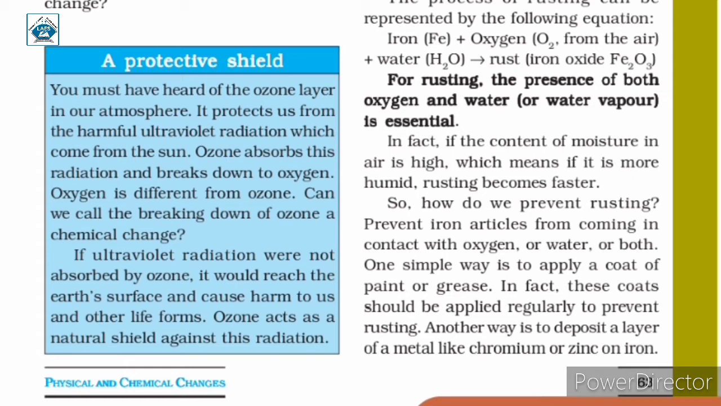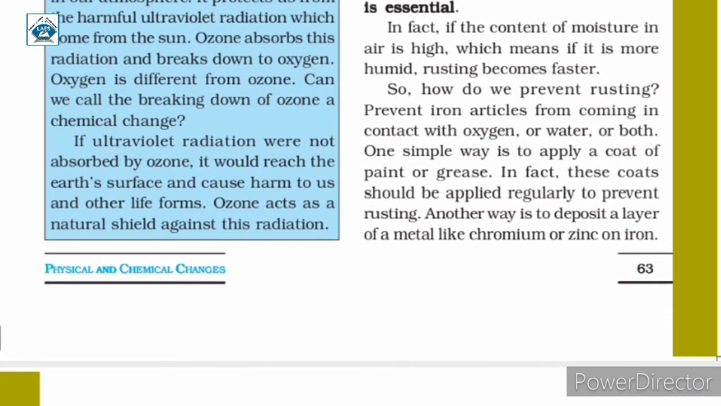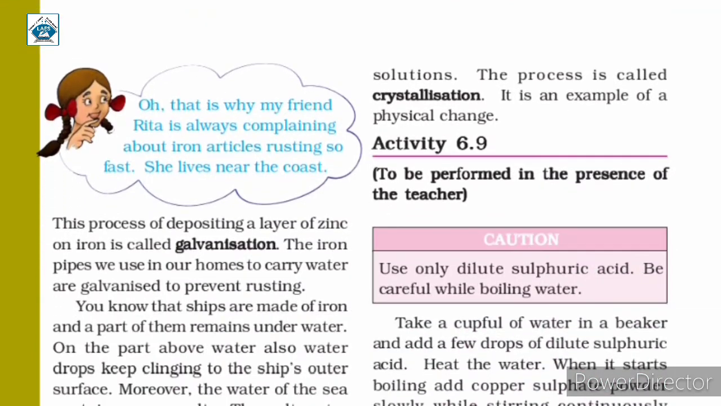Another way is to deposit a layer of metal which does not rust when it comes in contact with water or air. Such metals include chromium or zinc. When a layer of zinc is deposited on iron, it prevents the iron from rusting. This process is called galvanization. So, here we have the definition of galvanization: the process of depositing a layer of zinc on iron is called galvanization. Galvanized iron pipes are used in our homes to carry water because they won't rust easily.